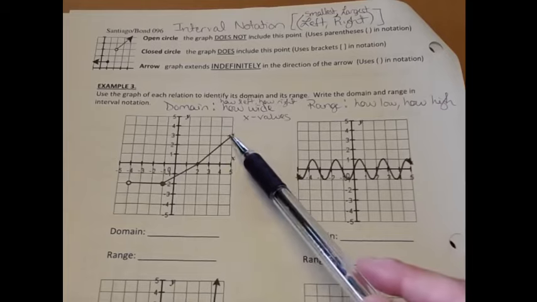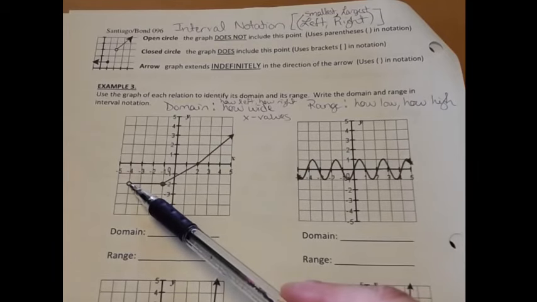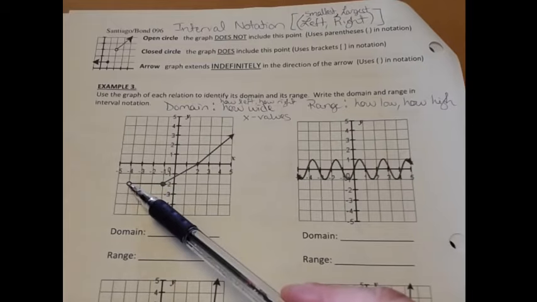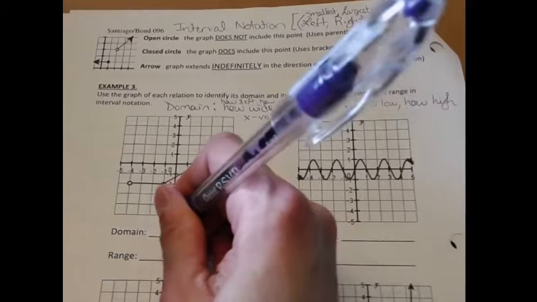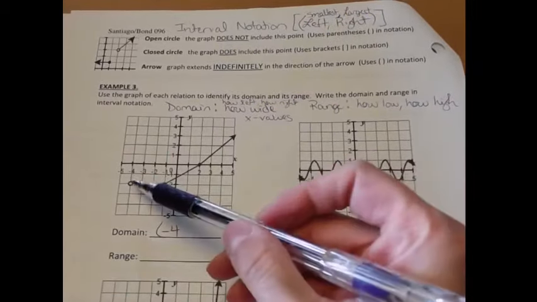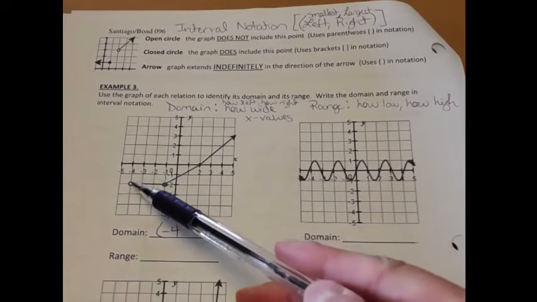So I'm looking at this function, and I'm going to follow it as far left as I possibly can go. Notice here I have an open circle, and this open circle corresponds to the x-coordinate -4. So my smallest value in my domain is -4. And not only that, it's an open circle, so we're approaching -4, but we're not equal to -4. So that's how far left.